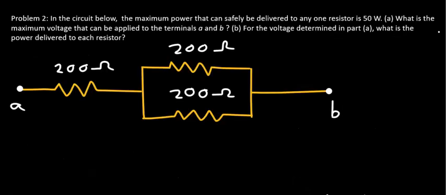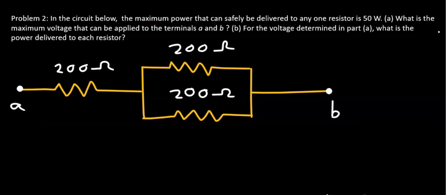Problem 2. In the circuit below, the maximum power that can be safely delivered to any one of the resistors is 50 watts. What is the maximum voltage that can be applied to the terminals A, B? For the voltage determined in part A, what is the power delivered to each resistor?